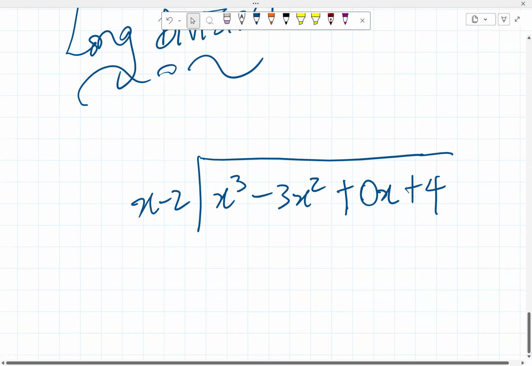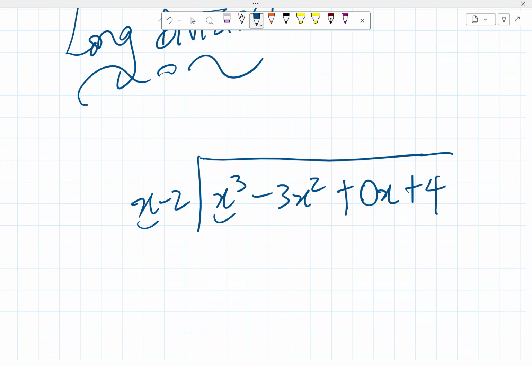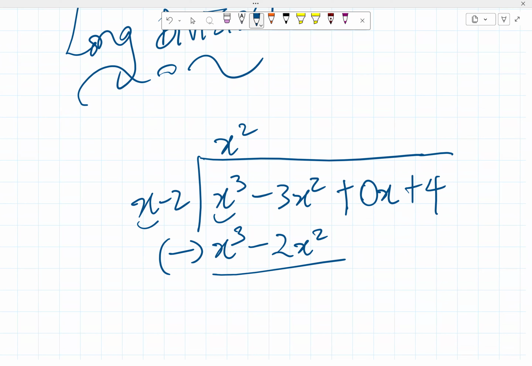So now that you have set this up, what are you going to do? You take this x and you say, when x divides x cubed, what do you get? You get x squared. So x squared times x gives you x cubed. Then x squared times minus 2, that's minus 2x squared. Once you've done this, you can then subtract. When you subtract, you have x cubed minus x cubed, 0. Now, minus 3x squared minus minus 2x squared, that's minus 3 plus 2, which is minus x squared. You see the reason why you have to put the coefficient of x, which wasn't there, as 0, because you now need to bring that down here.